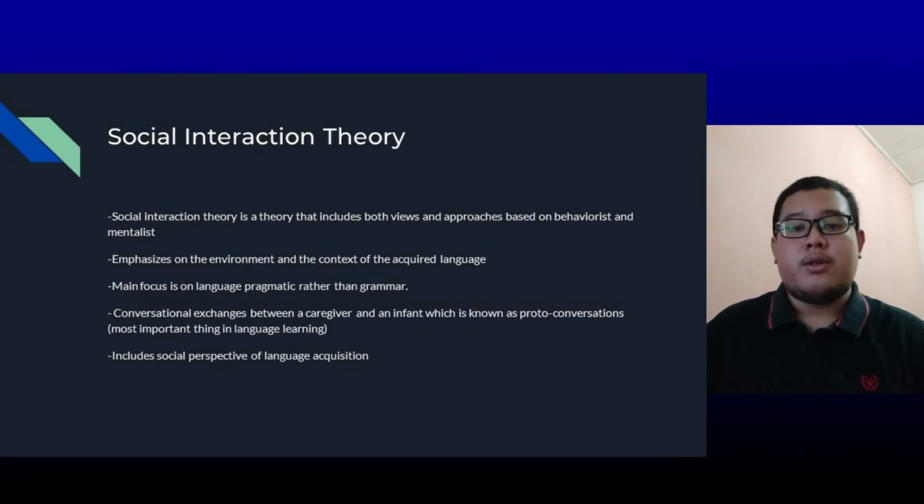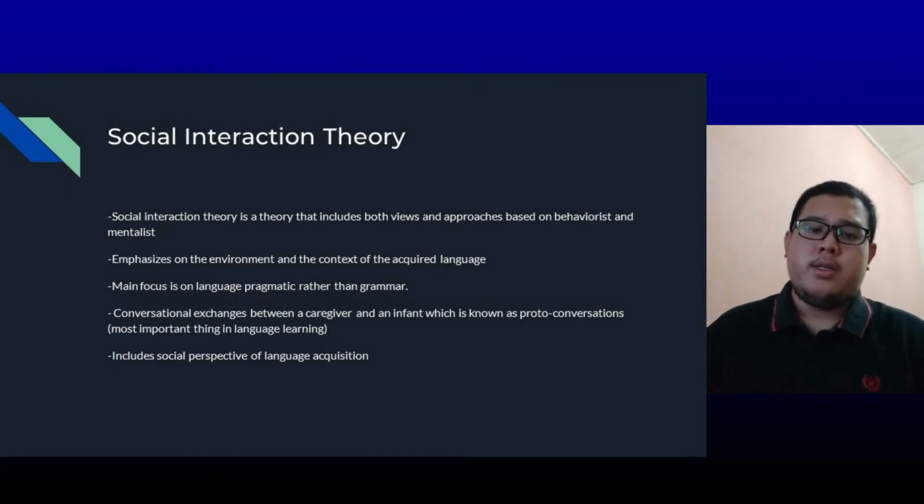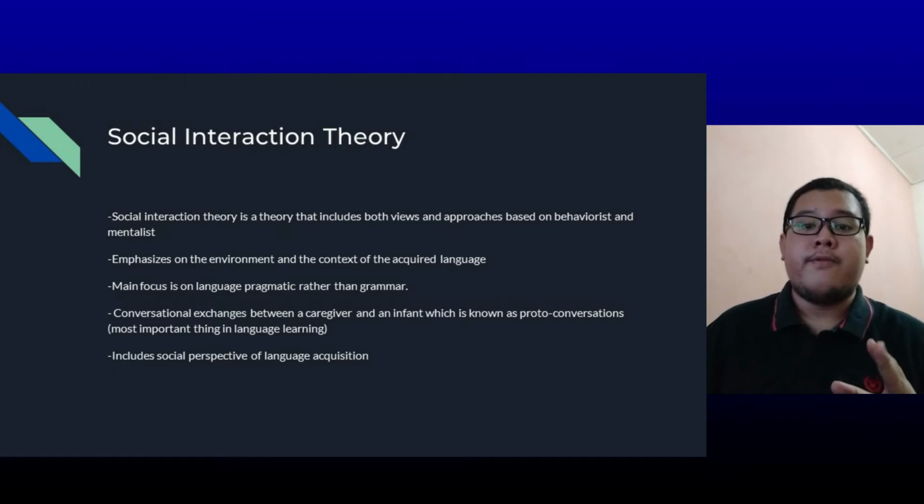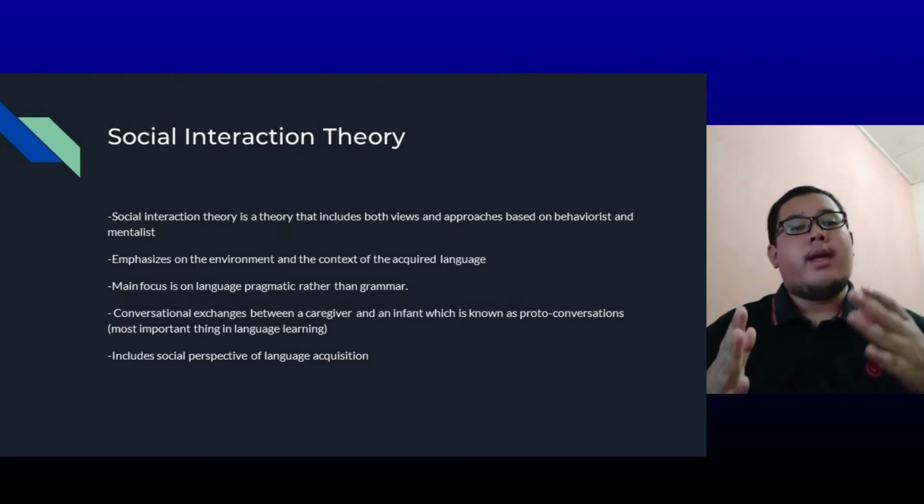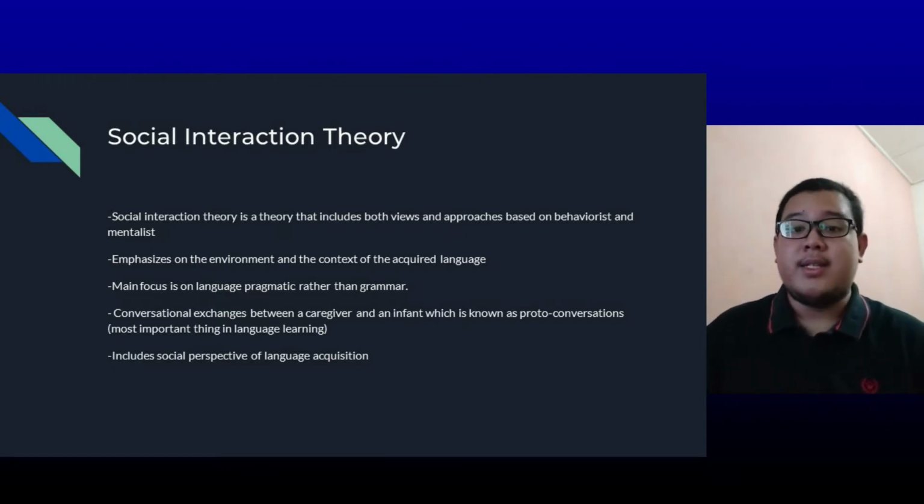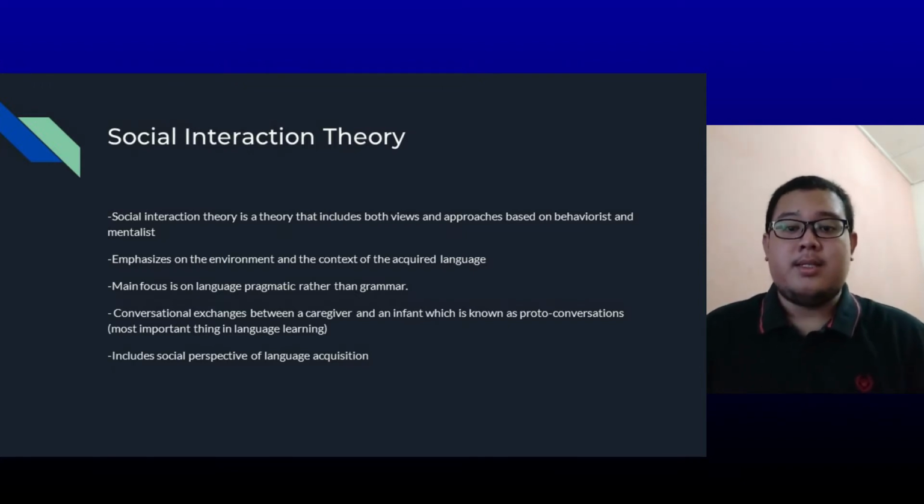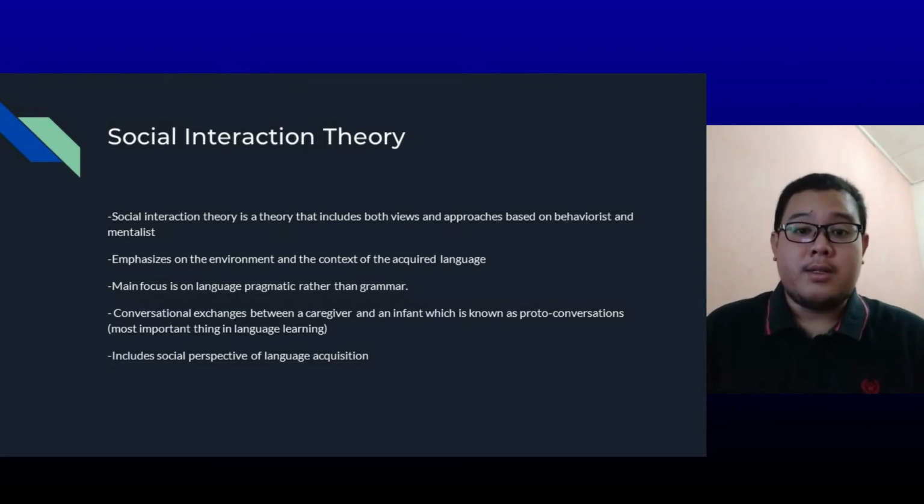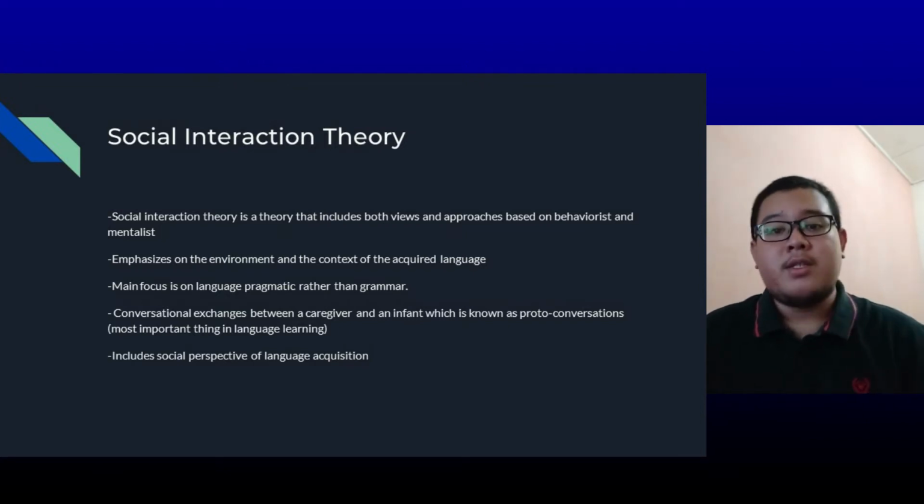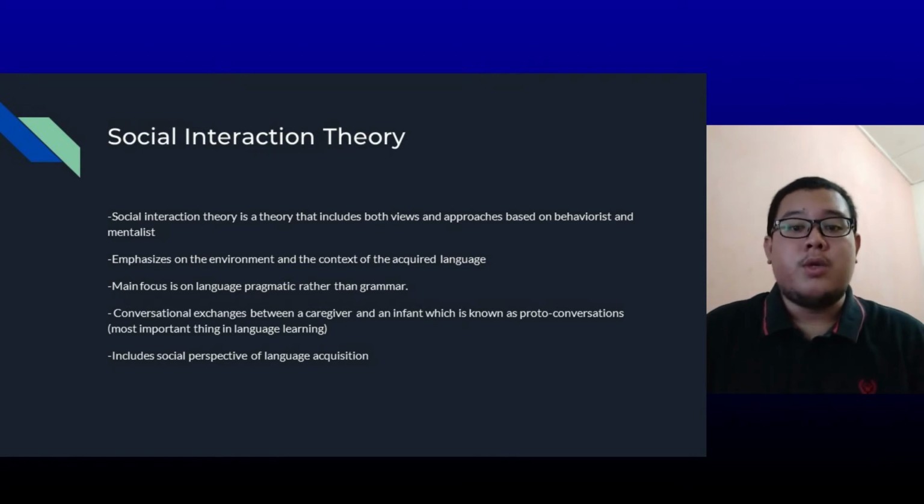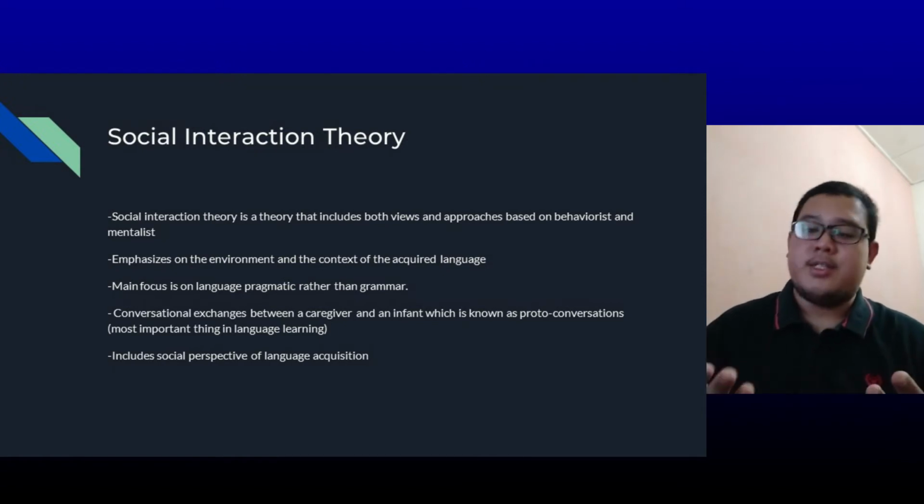And next, let's talk about the social interaction theory. The social interaction theory included both behaviorism and the mentalist theory. As the name suggests, it emphasizes the environment and context in acquiring a language. And in this theory, he suggests that proto-conversation is recommended, a conversational exchange between the caregiver and the child.